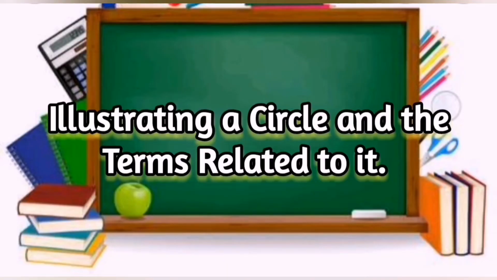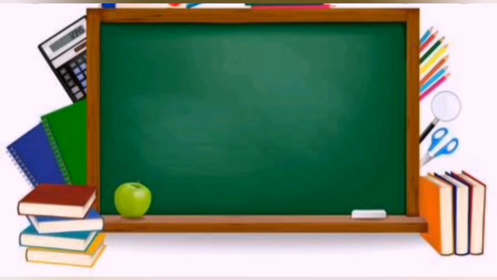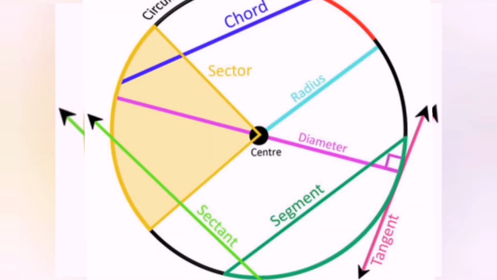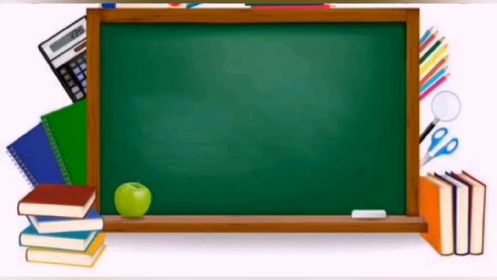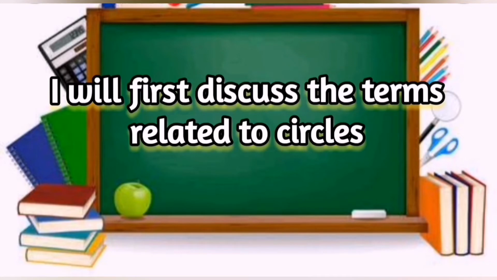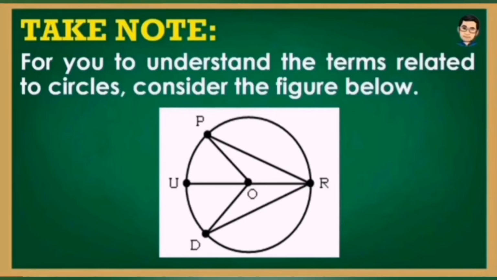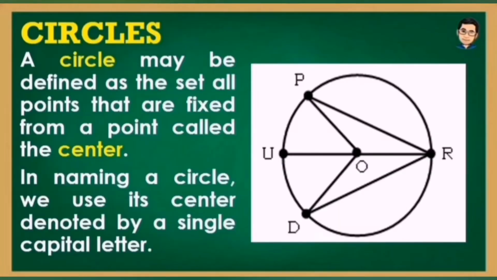Illustrating a circle and the terms related to it. These are the parts of the circle. We will first discuss the terms related to circles. Take note, for you to understand the terms related to circles, consider the figure below. A circle may be defined as the set of all points that are fixed distance from a point called the center. In naming a circle, we use its center denoted by a single capital letter.